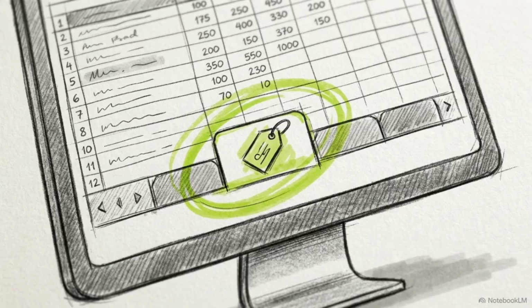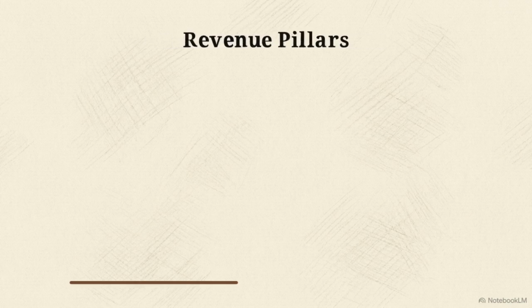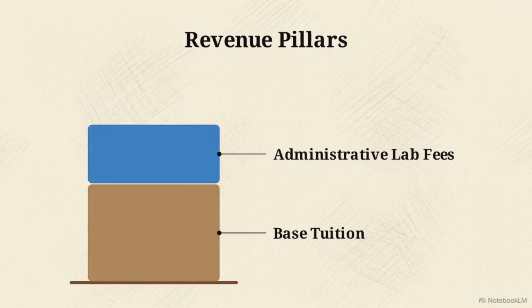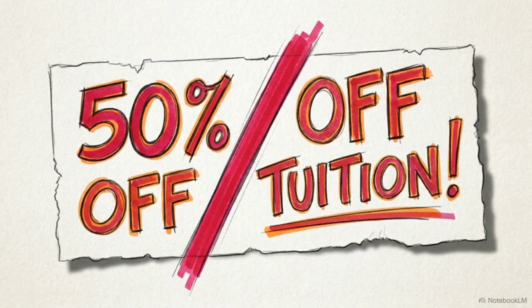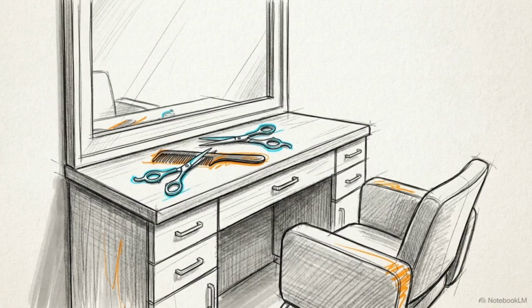Step 3 is setting your revenue targets. Navigate to the Tuition Pricing tab to establish your value-driven revenue model. This stacked chart breaks down the student cost structure. We divide it into 3 distinct revenue pillars: base tuition, administrative lab fees, and the premium starter kit. It is tempting to discount this tuition to attract early students. Avoid this. Lowering your price point can erode market trust in your brand and makes it harder to attract high-quality instructors.